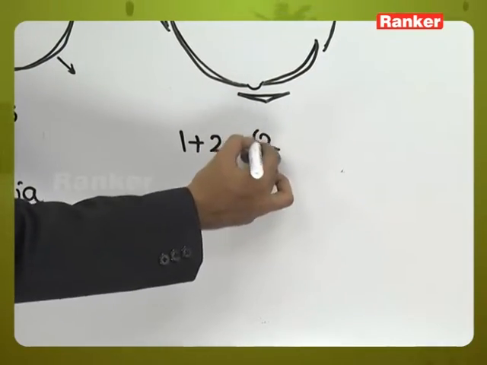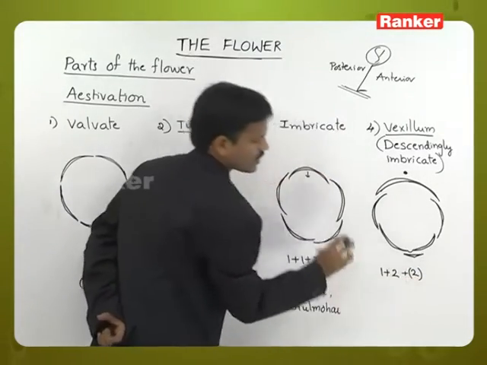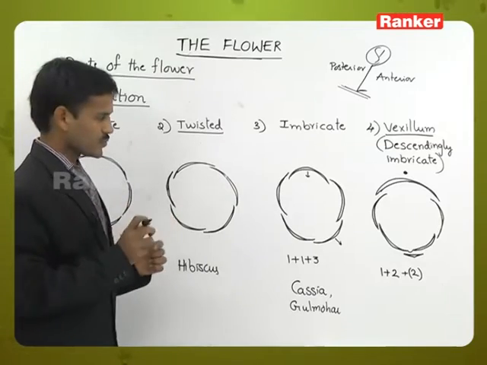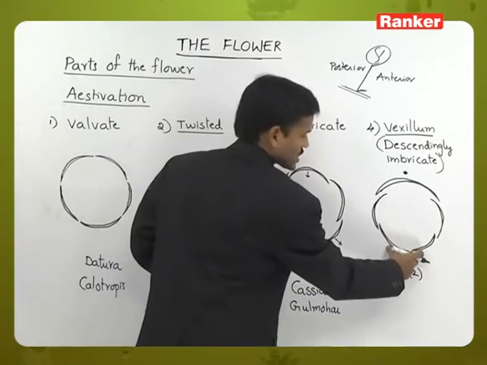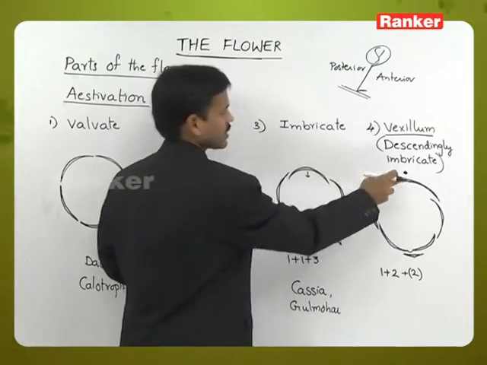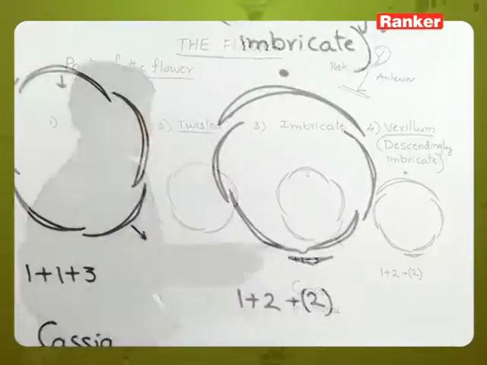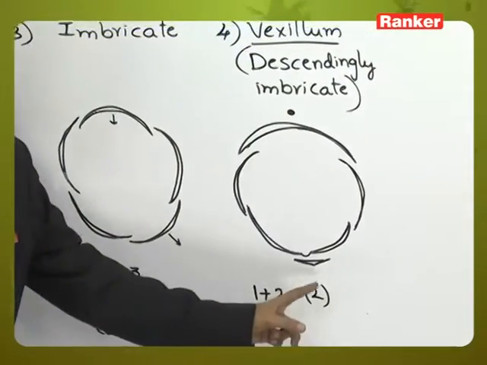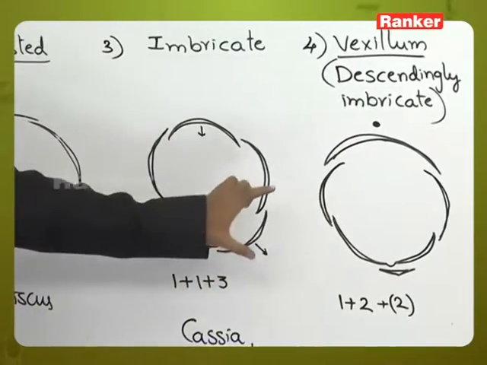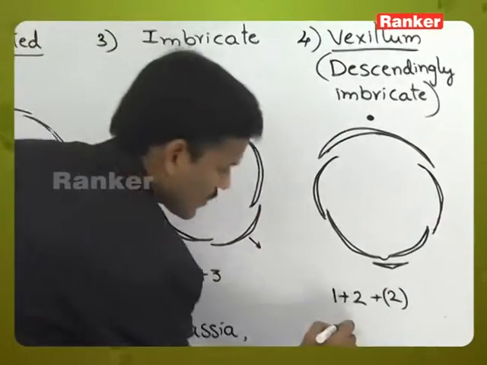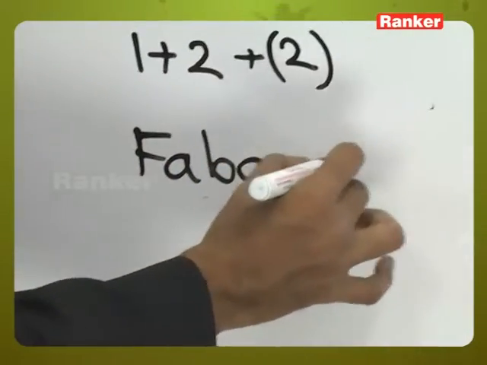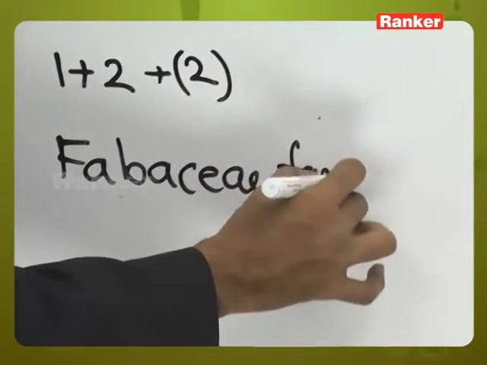So it is shown like this. Here, within the bracket the number is placed, meaning two petals are fused. Only two petals are fused, and these two are of one type, and one is completely outside. So 1 plus 2 plus, within the bracket, 2. So it is a 1 plus 2 plus 2 arrangement. This aestivation is observed in the Fabaceae family members.